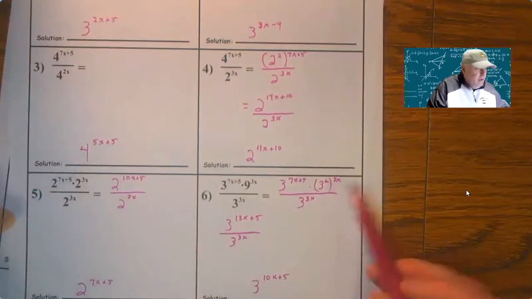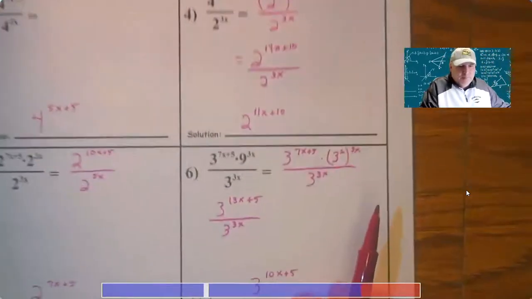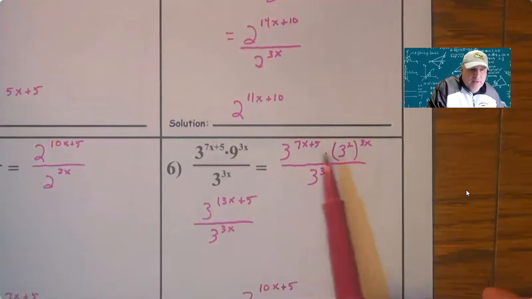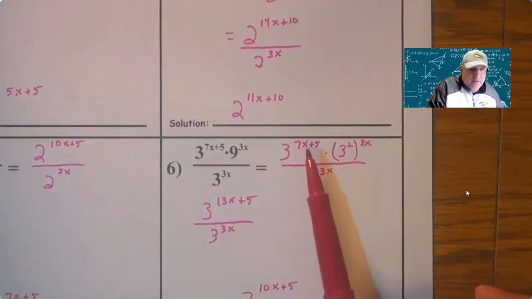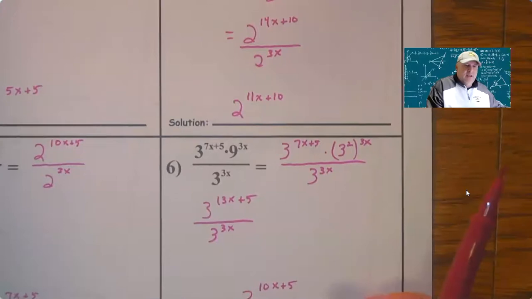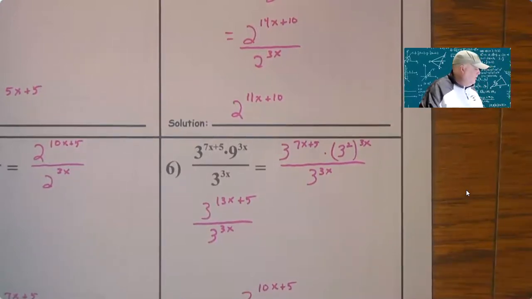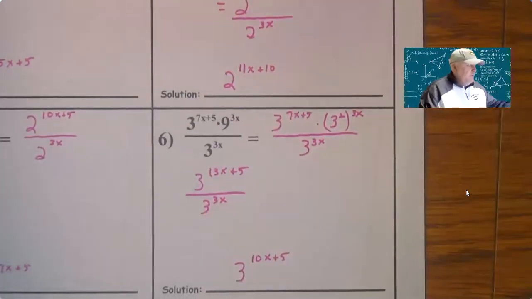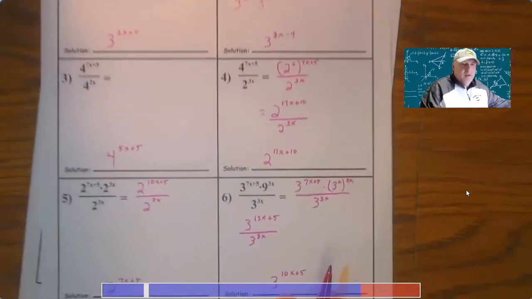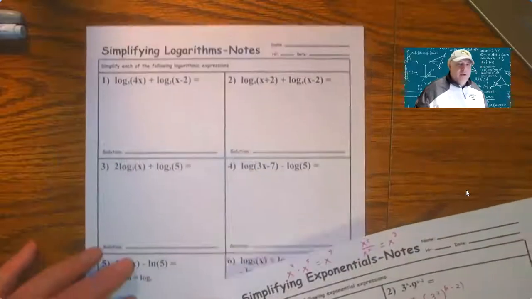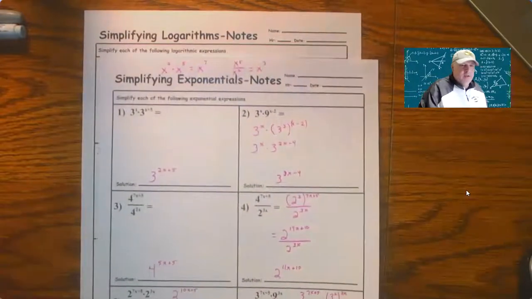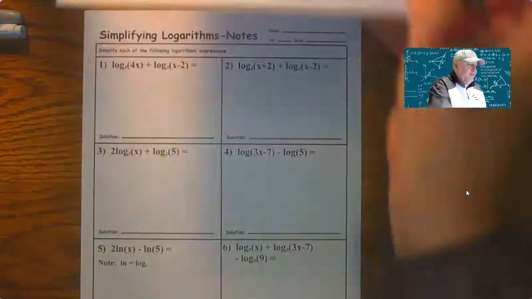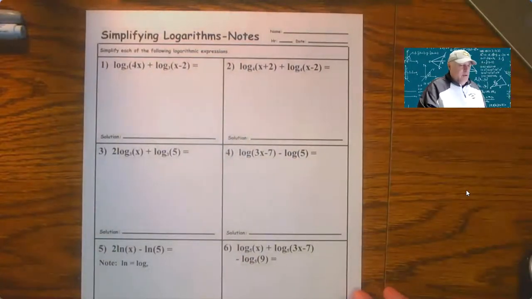So again, multiply here. Let me zoom in a little bit. 6x, then that 6x is going to get added to the 7x plus 5, making 13x plus 5, and then you're going to subtract, giving you 3 to the 10x plus 5 power for your final answer. Pretty easy stuff, but you need to know this because as you solve problems, you're going to have to simplify exponential statements. And that's going to be part of what you're expected to know.